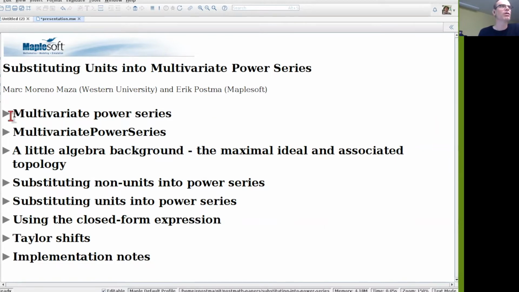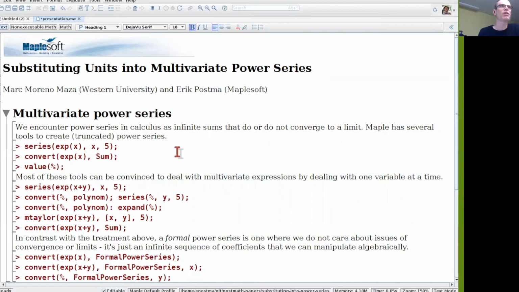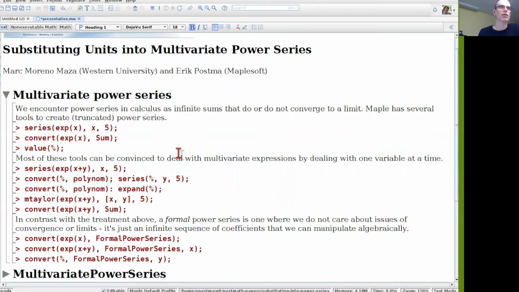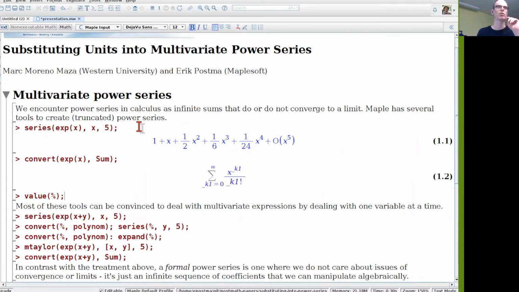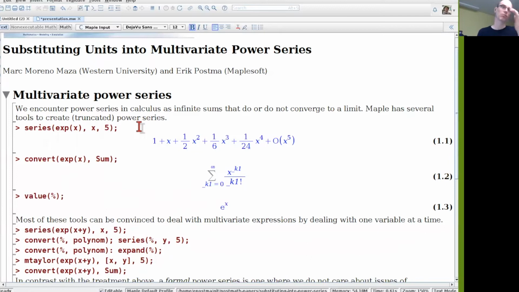So I'll start by talking a little bit about multivariate power series. We, of course, encounter power series in calculus as infinite sums, and sometimes they converge to a limit and sometimes not. And Maple has many tools to create these power series. So there's the series command, which will give you a finite number of terms. And there is also convert sum, which will give you a symbolic expression. And you can go back to the original by using value.